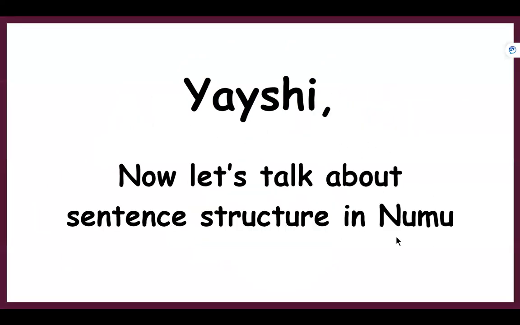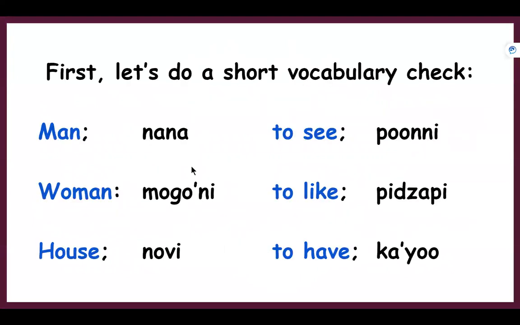Tugi. Yesh. Now let's talk about sentence structure in Numa. First, let's do a short vocabulary check. Nana is man. Woman is mogotni. House is nobi. To see is bunni. To like is bidzappi. And to have is katyo.